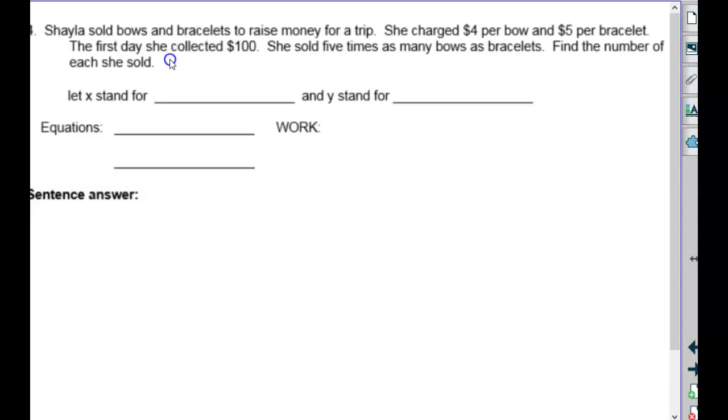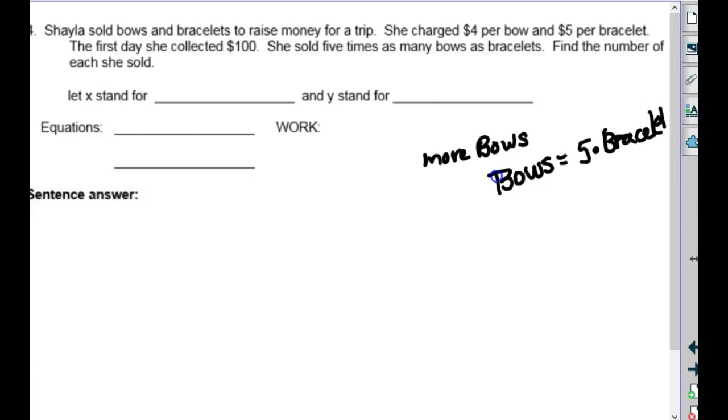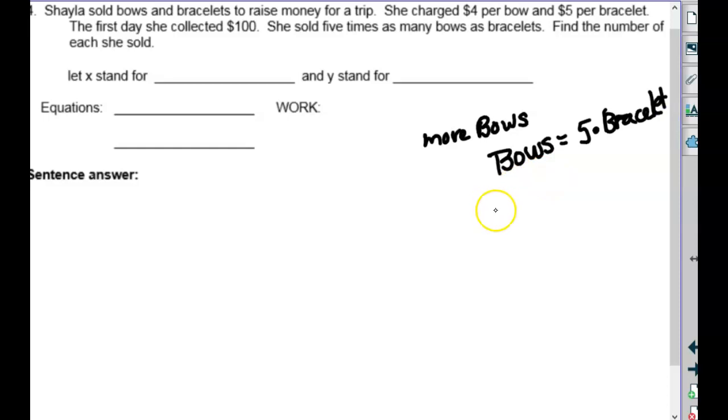What's the sentence that's going to mess us up? Yeah. Okay. 5 times as many bows as bracelets. So what did she sell more of? More bows, right? So how are we going to get them to be equal? Yes, so the bows will equal 5 times the bracelets. Is that making sense? Okay, so what do you want to make X and what do you want to make Y?